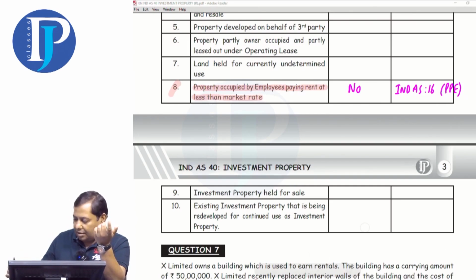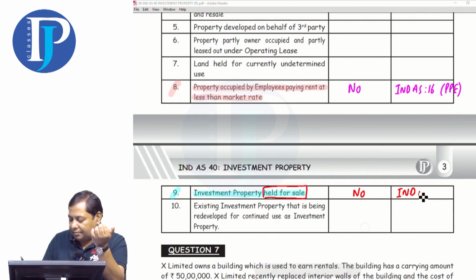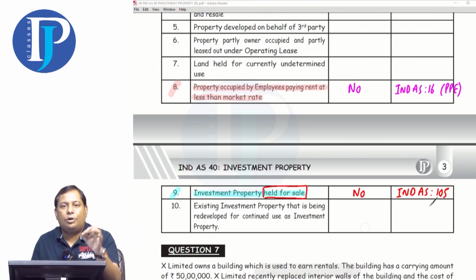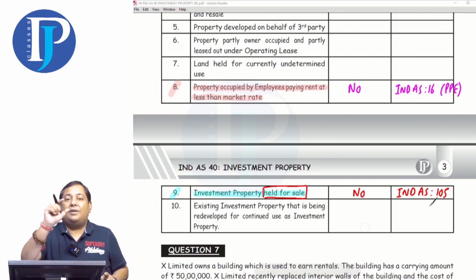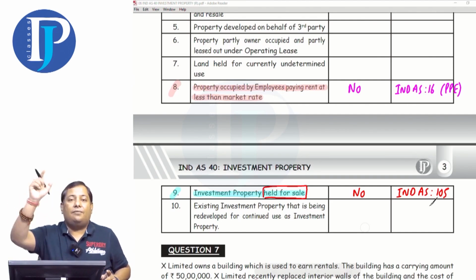Okay. I have come to point number 9. Investment property held for sale. Held for sale? The answer is no. Ind AS 105. Pay attention to the wording. If it says put into sale, put it to sell, it means we kept it for sale. So Ind AS 2, inventory. Held for sale, where the word held will come, because the title of Ind AS 105 is non-current assets held for sale.